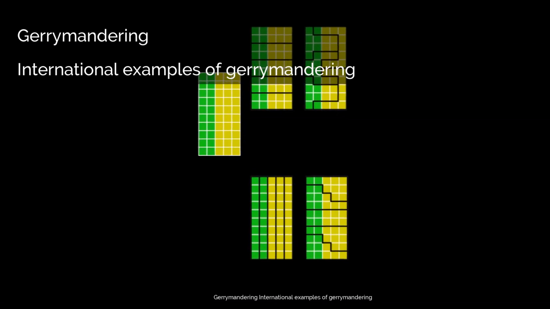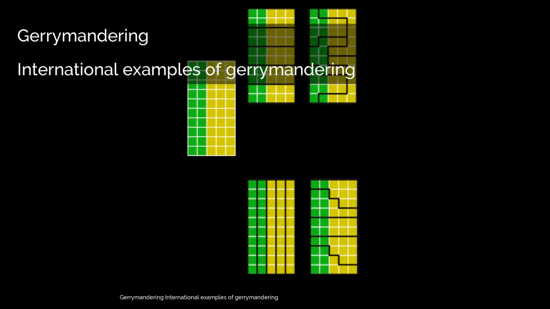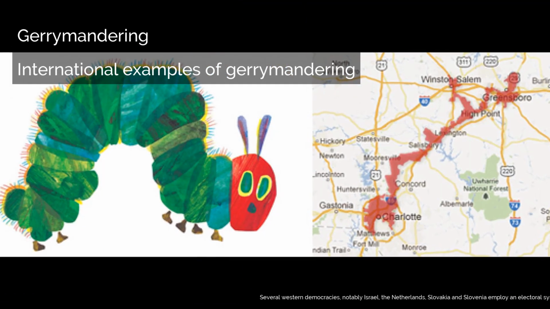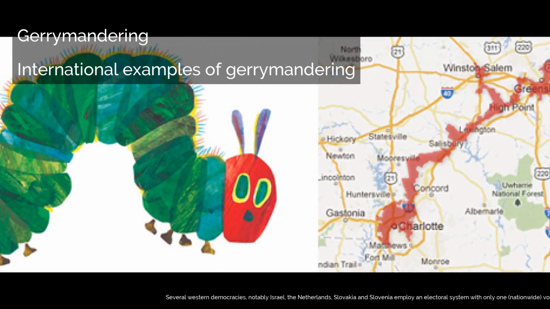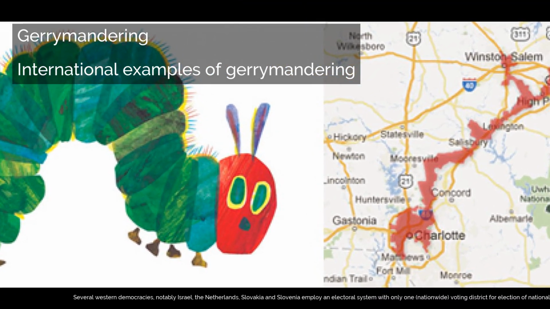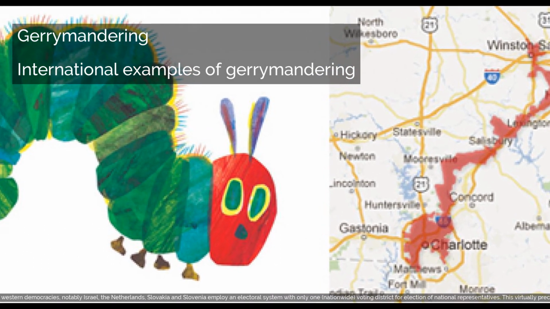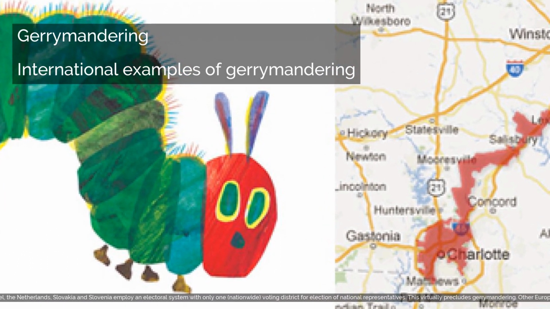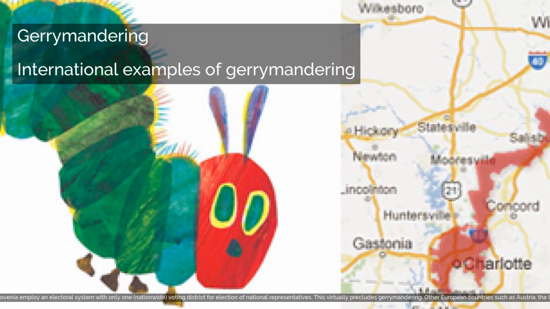Gerrymandering. International examples of gerrymandering. Several Western democracies, notably Israel, the Netherlands, Slovakia and Slovenia, employ an electoral system with only one, nationwide, voting district for election of national representatives.